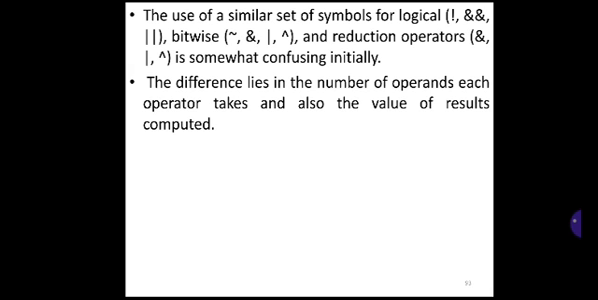But as now we have discussed all the three types, logical operator, bitwise operator, and reduction operator, we can easily differentiate all the three. The first one, logical operators, give you the result in the form of a single bit, that is true, false, or unknown value, whereas in the bitwise operation the result is bit by bit. In both the cases, logical and bitwise, the operands used are 2, whereas the reduction operation performs only on a single operand. So the difference lies in the number of operands each operator takes, and also the value of the result computed.